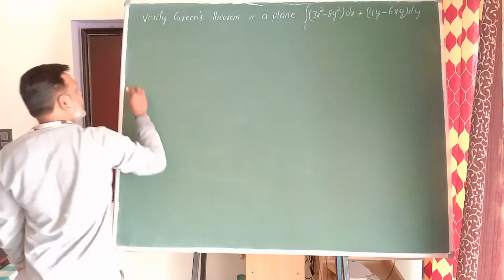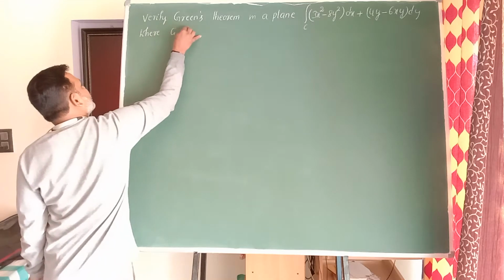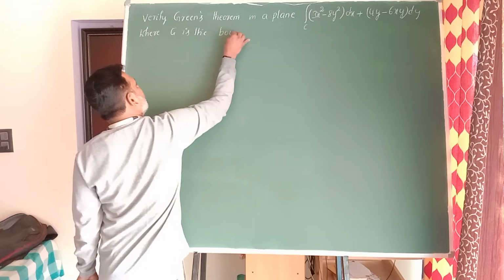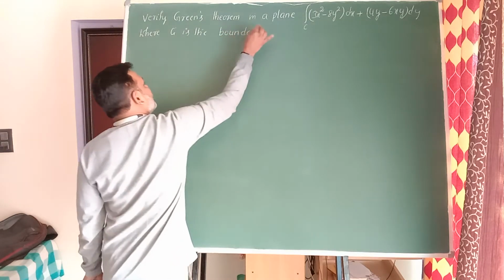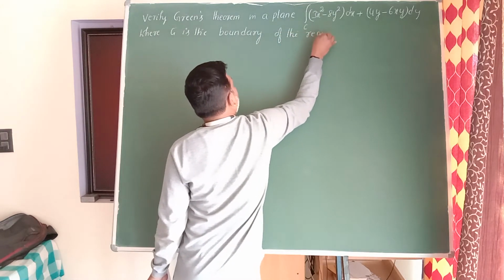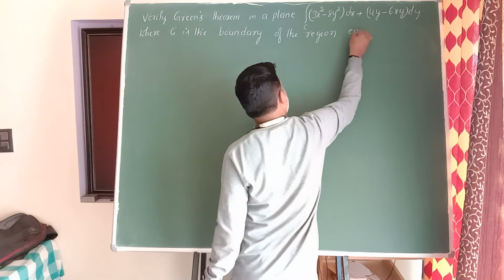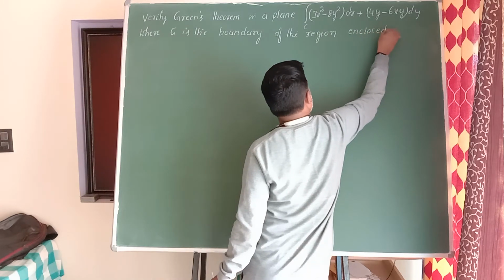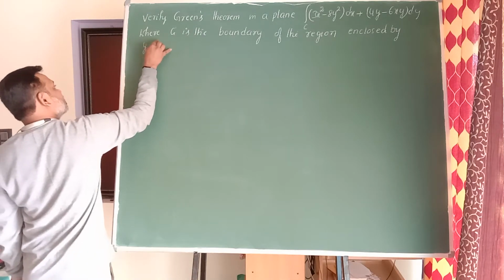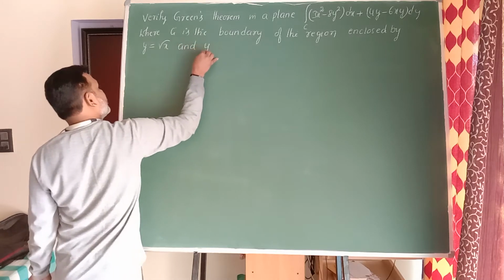where C is the boundary of the region. It is a curve, the boundary of the region. They have given the boundary condition: the region enclosed by y is equal to root x, y square is equal to x, and y is equal to x square.